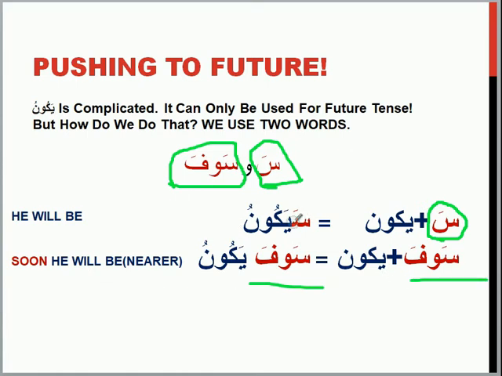So if you say sa yakunu, he will be, this would take longer than saufa yakunu. Saufa yakunu means he will be very soon. He will be what? Anything. Sa yakunu muslimun. It could be he will be Muslim. Saufa yakunu muslim. Anyways, the important words are sa and saufa. And the interesting thing is, it's not that you can only use sa and saufa for yakunu. You can transform any sentence to future tense with these words.